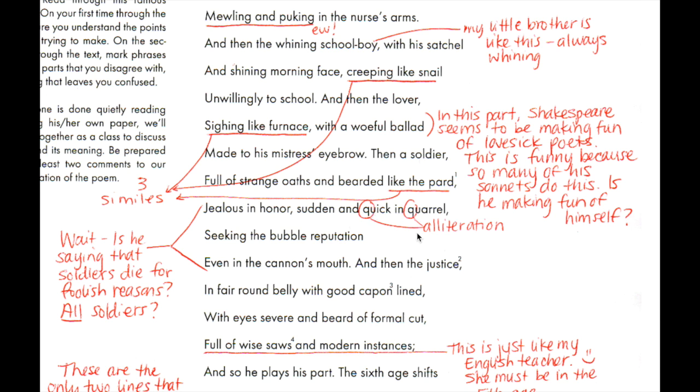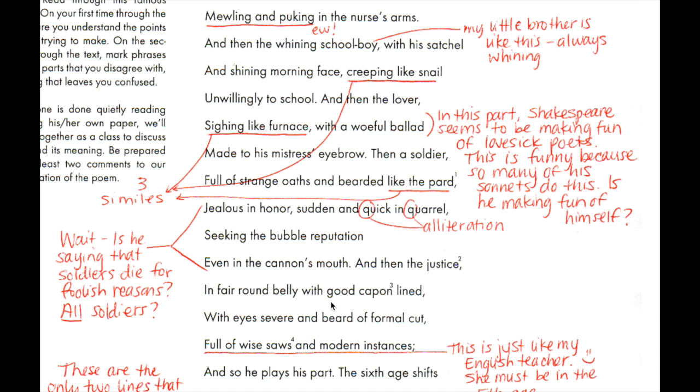We have alliteration here. And then I'm thinking more deeply about what the author or the narrator of the poem is really saying about soldiers and dying in battle, like seeking that glory and reputation. It's almost like he's saying it's foolish that they're dying for foolish reasons. And so you could explore that as well.